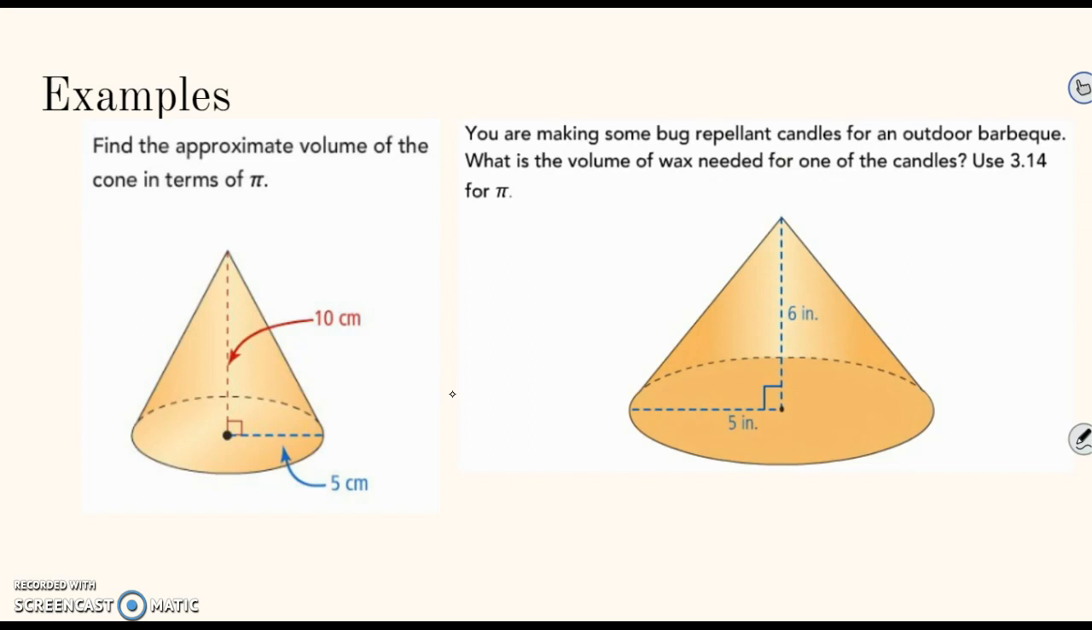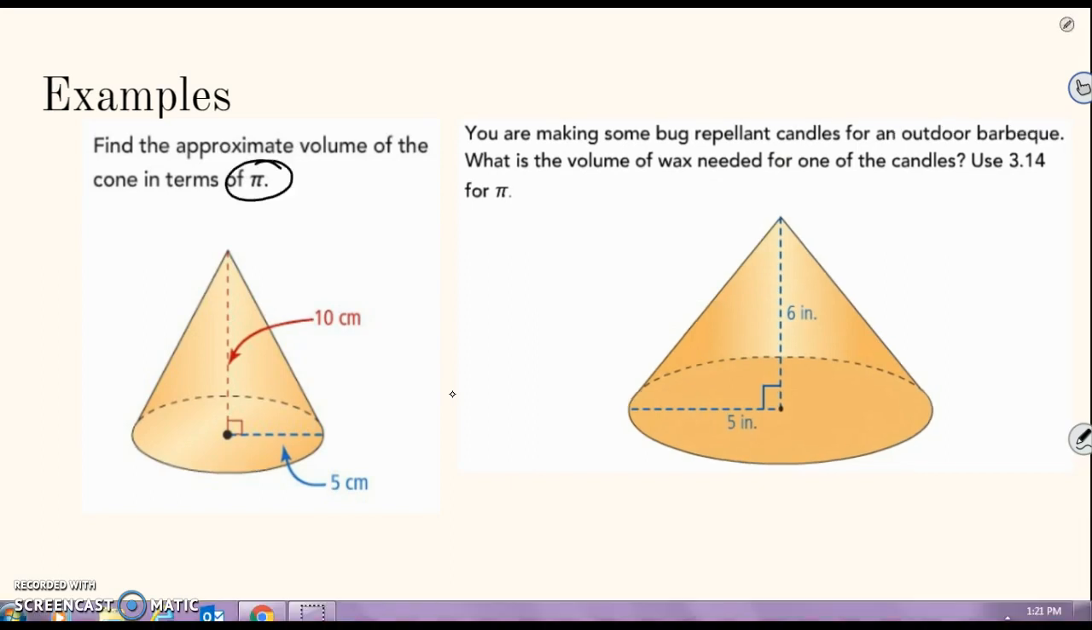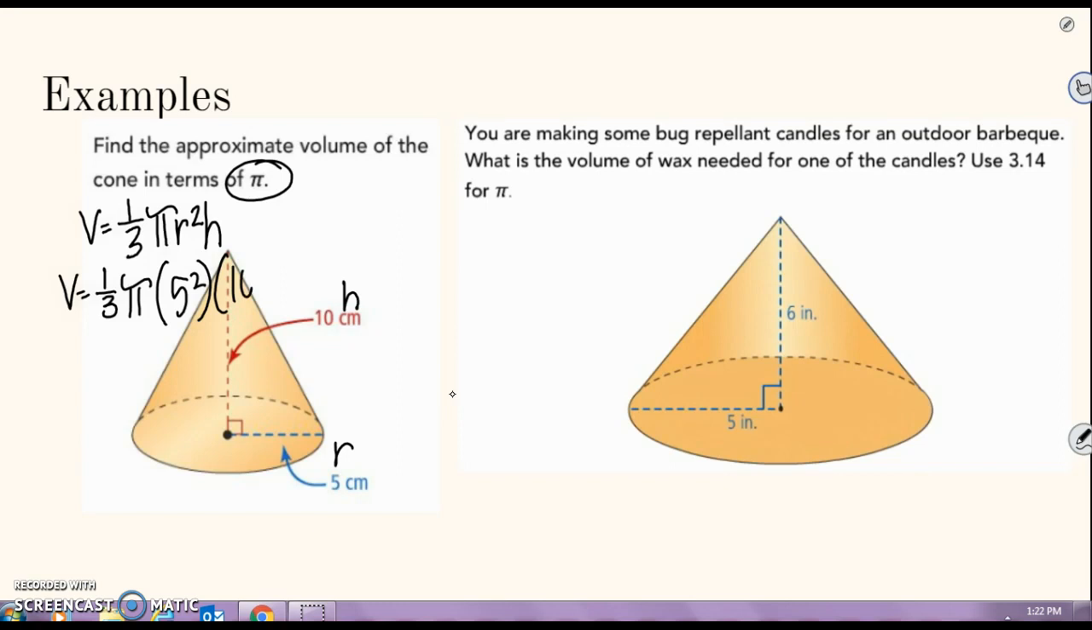Let's look at the first example together. In this problem, it says find the approximate volume of the cone in terms of pi. So again, we have our formula, 1/3 pi r squared times height, because again, a cone has 1/3 the volume of a cylinder. This time we're leaving it in terms of pi, so I'm going to keep my pi symbol. On this problem, my radius is 5, so we're going to square that number. And the height is 10. Recall that height is formed when it meets and forms a right angle with the base.